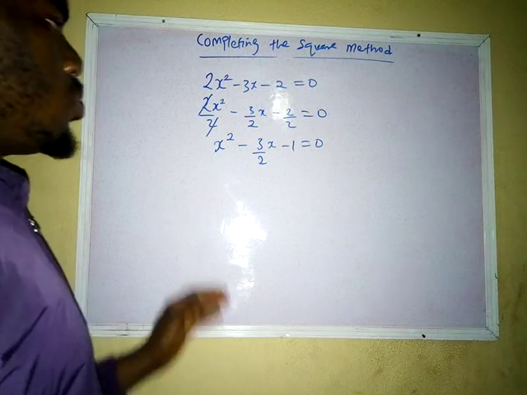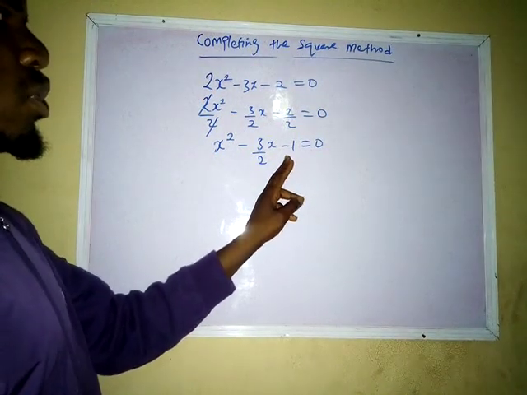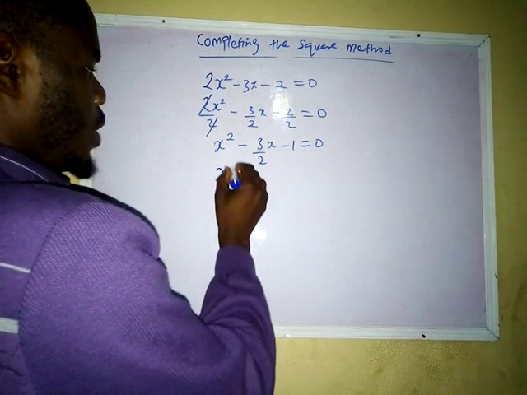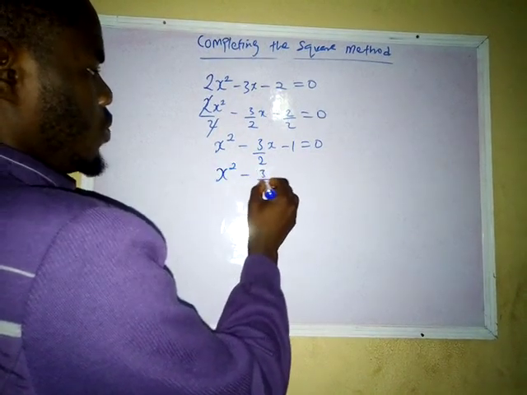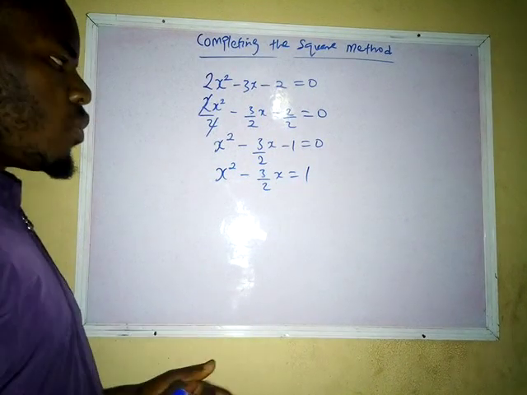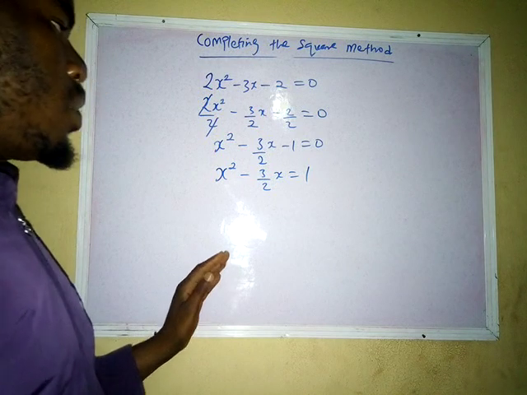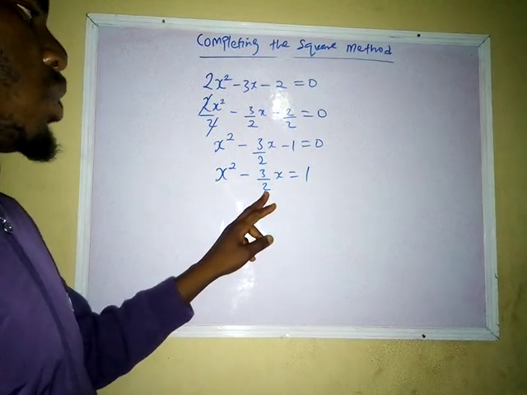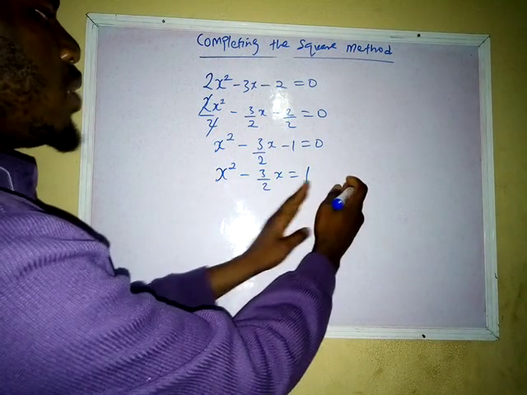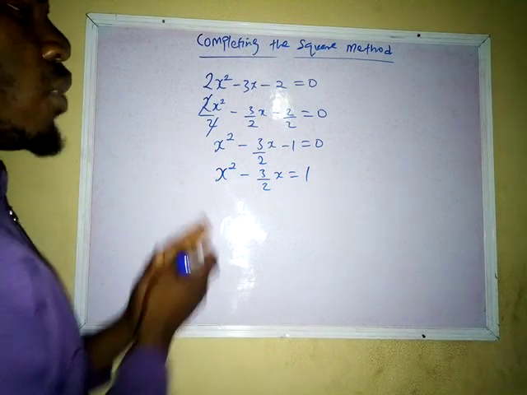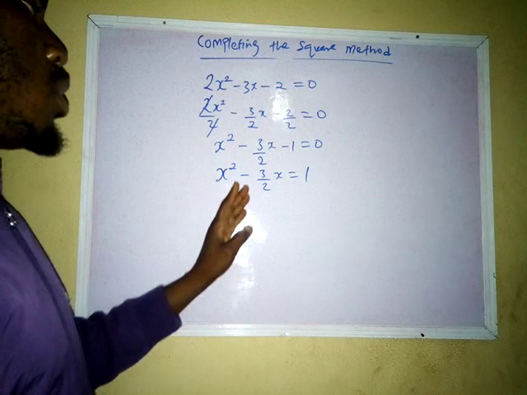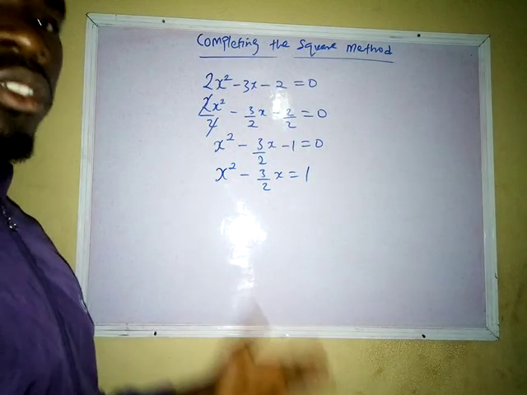Next is to take this constant to the other side of the equation, so that we have x squared minus 3 all over 2x is equal to 1. Then remember, we said we are going to multiply the coefficient of x by half, square it and add it to both sides of this equation. Now the coefficient of x here is minus 3 all over 2, so if we multiply it and square it, we'll have a positive number.